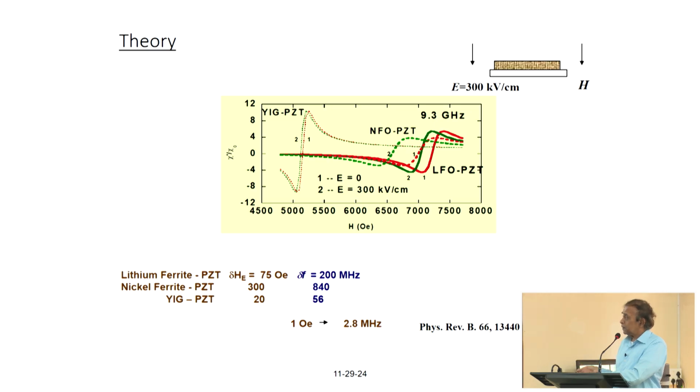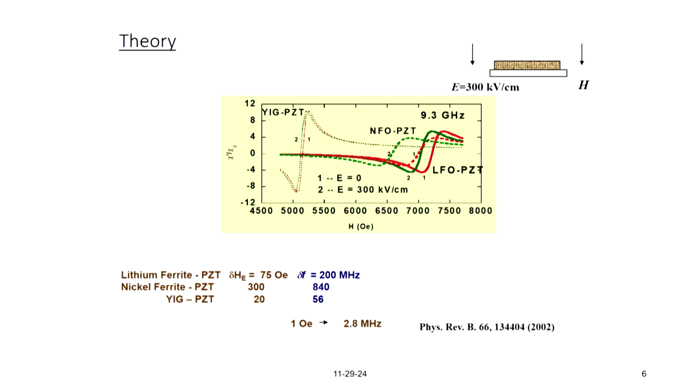So, you can find the converse magnetoelectric coefficient for each and every case. For YIG, it is 20 divided by 300, it is rather small. For nickel ferrite, it is about 1 Ørsted centimeter per kilovolt, and it is a little bit smaller for lithium ferrite, which is 75 over 300, that's 0.25 Ørsted centimeter per kilovolt.